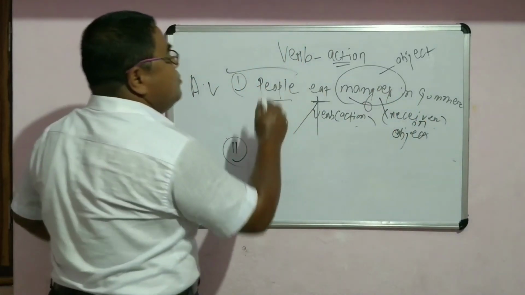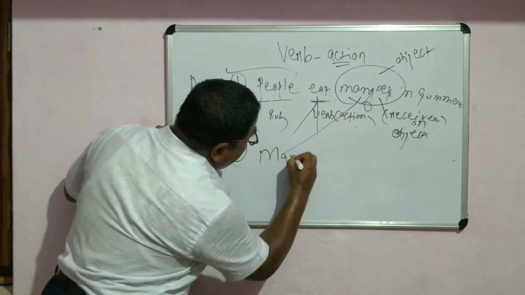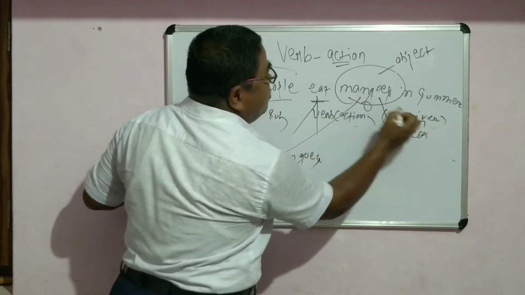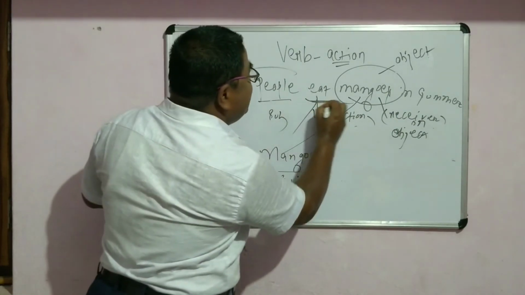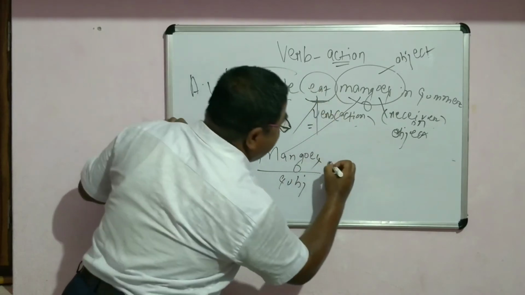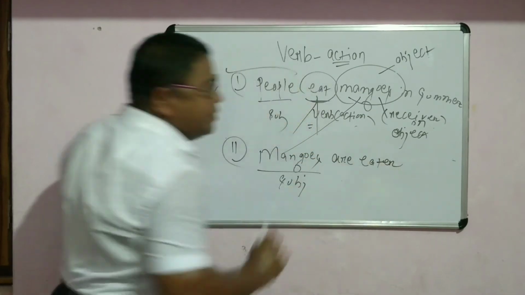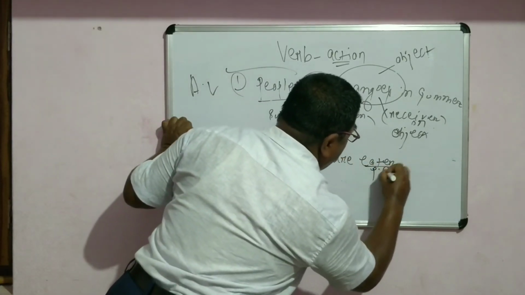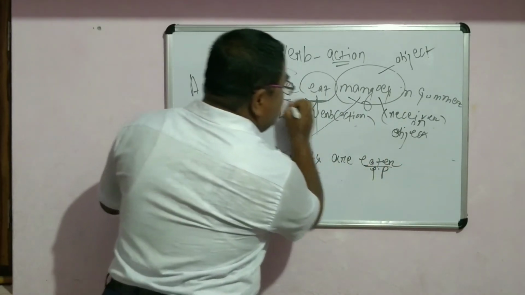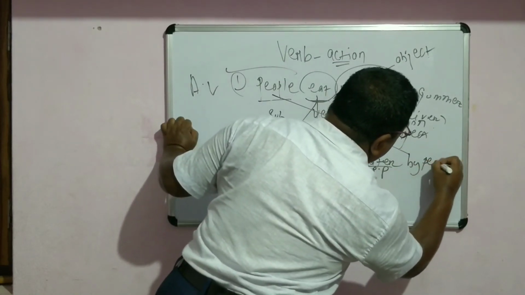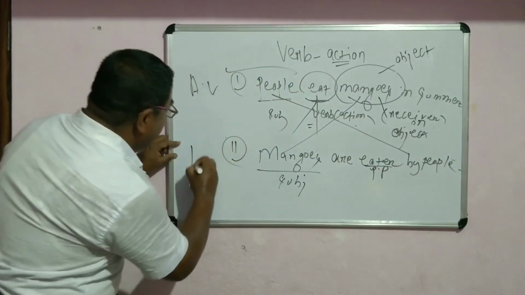How is it possible? I am just going to tell you. Mangoes here is the object. Now this object becomes the subject. In the active, mangoes is the object. Now here mangoes becomes the subject. Then it is the present simple tense. Verb in the present simple tense. Now change the present simple tense into a passive verb. Are eaten. Here eaten is the past participle or third form of the verb. Mangoes are eaten. People should be changed into by people. That means mangoes are eaten by people. The sentence is called passive voice.